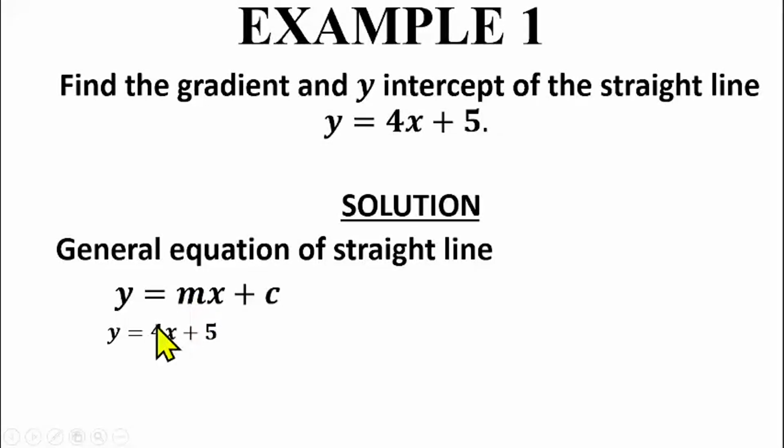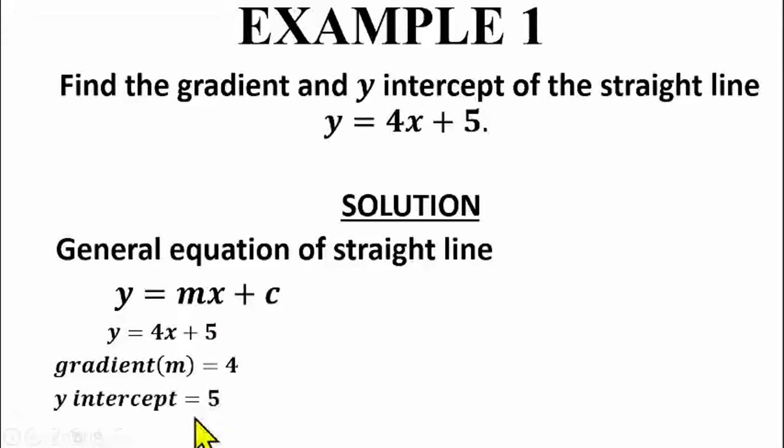So m here is equal to what? 4 in this case. So our gradient is going to be 4. Then the y-intercept, which is c, is going to be what? 5. So the y-intercept is going to be 5 as well. So the gradient of this straight line is 4, and the y-intercept is what? 5. Do we understand that? So that's how to get a gradient from the equation of a straight line.